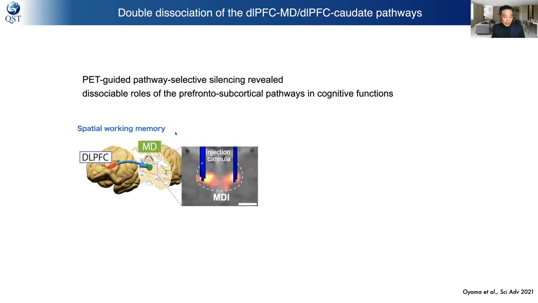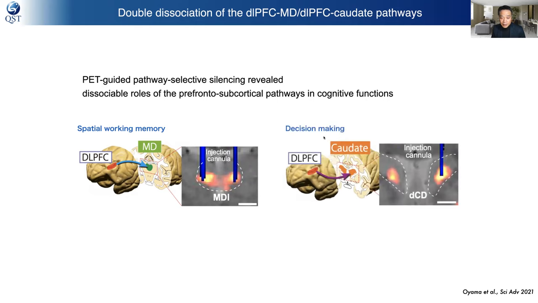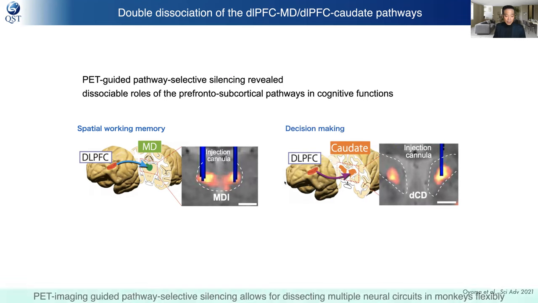So our PET-guided pathway-selective silencing revealed dissociable roles of the prefrontal-subcortical pathways in cognitive functions. Spatial working memory relies on the DLPFC to mediodorsal pathway, and decision making is related to the DLPFC to caudate pathway. Our PET-guided pathway-specific silencing allows for dissecting multiple neural circuits in a very flexible way.